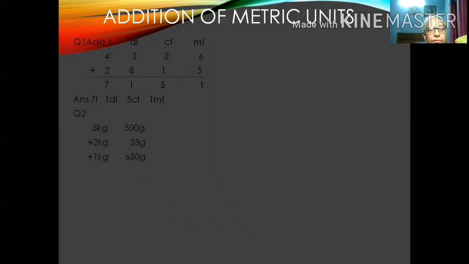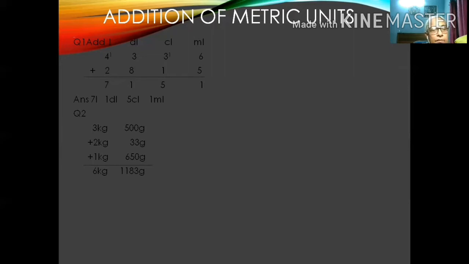Next step is 3 kg 500 gram, 2 kg 33 gram, 1 kg 650 gram. Now let us add it. When you add, this is 3, 5 plus 3, 8, 6 plus 5, 11. The second one is 33 gram, a two-digit number, so I have put it in the unit place and 10 place, and the 100 place is nothing, that is 0.